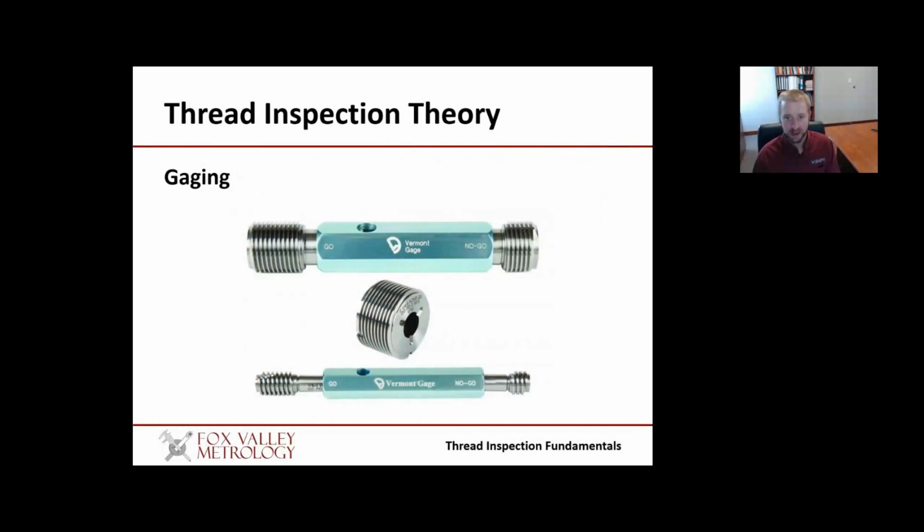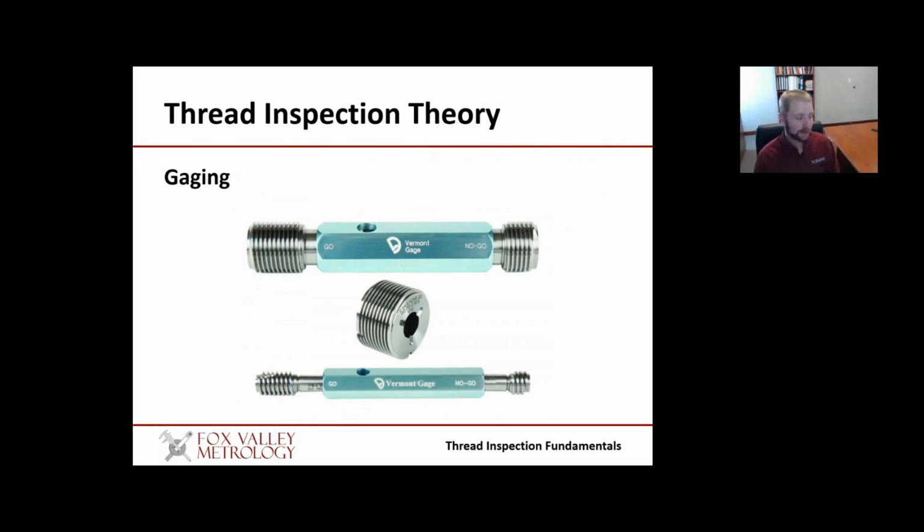So there are two common types of thread gauges. There's thread plugs and thread rings. But both of these really are all considered attribute gauges. So this means that we're not providing the exact feedback on what those individual measurements are. However, what we're doing is checking it in a go and no-go fashion. So simply put, the go member of the thread gauge should either go into or onto the threaded component that's being inspected. And the no-go member should not do that same thing.